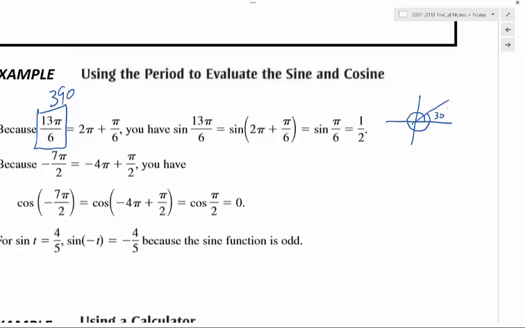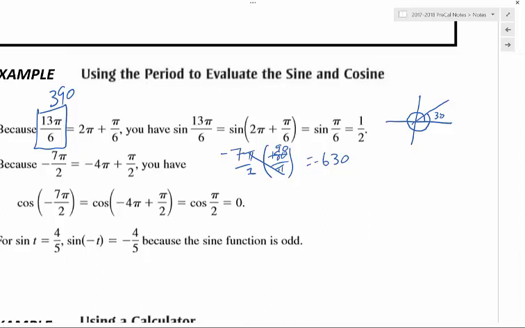For negative 7 pi over 2, if I were to convert that into degrees, let's convert it real quick. Negative 7 pi over 2 times 180 over pi. So now you have negative 630 degrees.